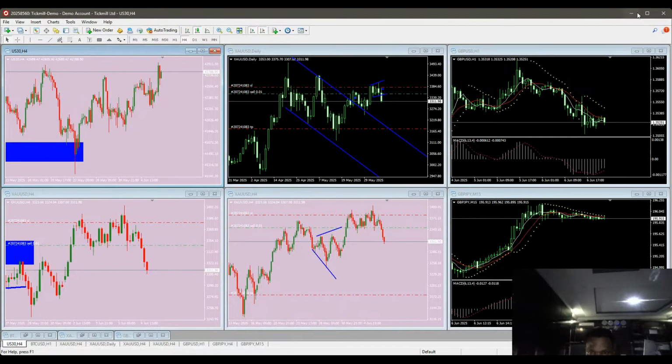Where is it? Okay, this was the indicator. Let me stop sharing this, let me share. Yeah, so this was the indicator that I set up that day, and it was the indicator I used to enter this trade.